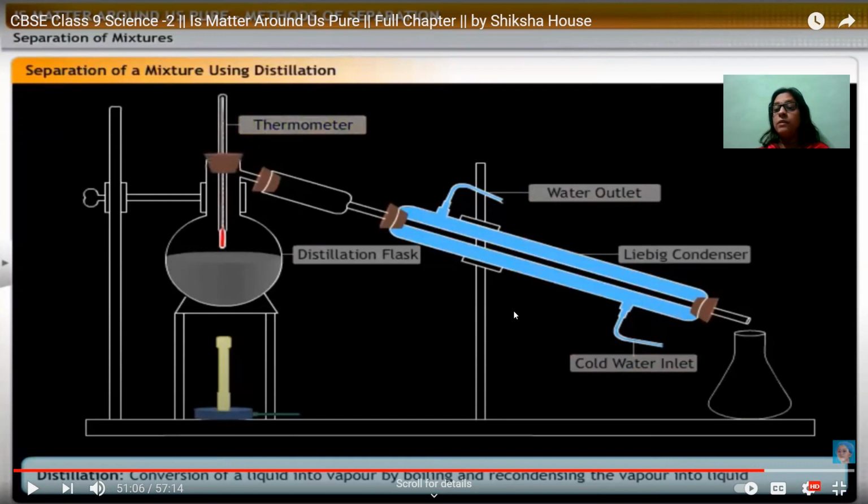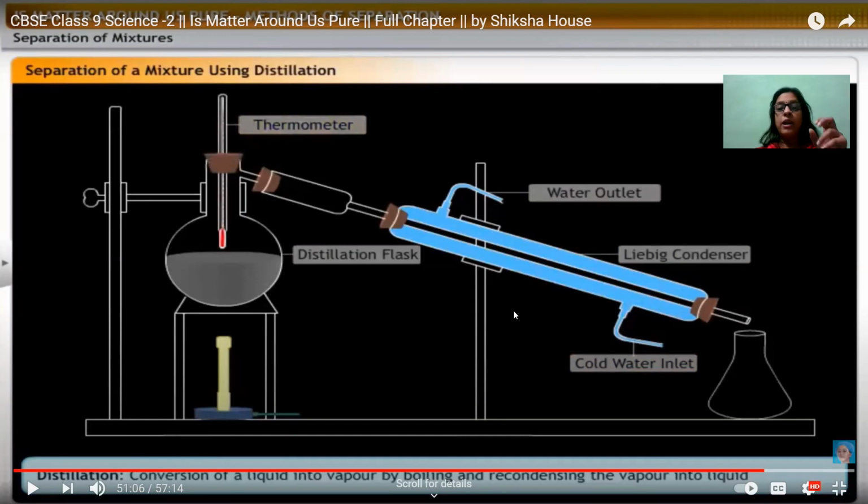So the liquid that boils first, we can collect on the other side of the condenser, whereas the liquid which has a higher boiling point will remain here in the distillation flask. So this is the basic principle. The basic principle of this method is that there should be a boiling point difference, so that we can collect the lower boiling point liquid on one side.